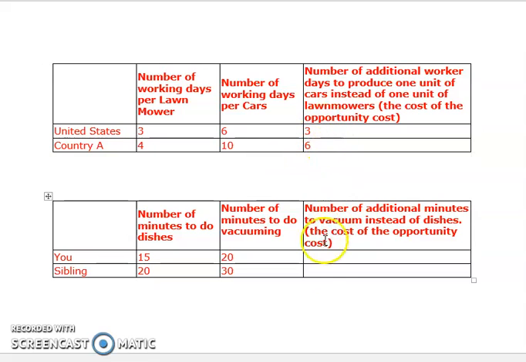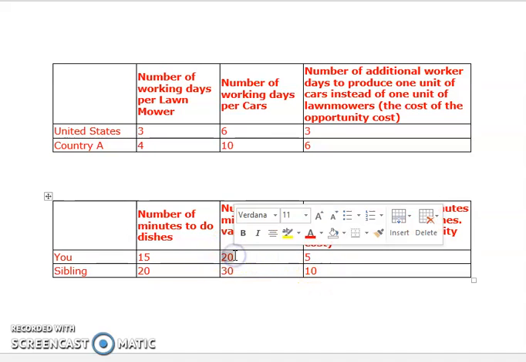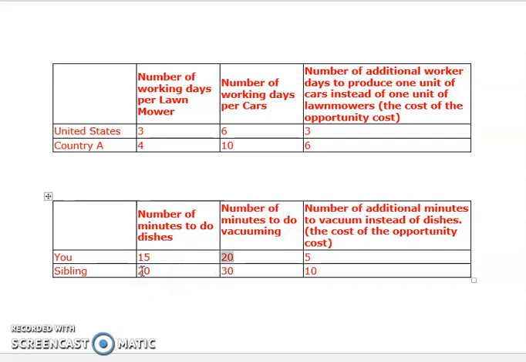If we use the method that we used up here, it should be pretty easy to figure out. If you do the vacuuming instead of the dishes, that's only going to cost you 5 minutes of extra time. Whereas if your sibling did the vacuuming instead of dishes, it's going to take them 10 extra minutes. So we want the cheapest opportunity cost here, and that's the 5. So that means you should do the vacuuming, and your sibling should do the dishes.